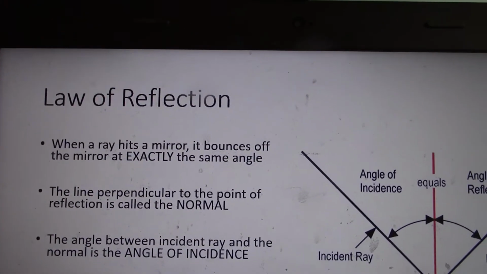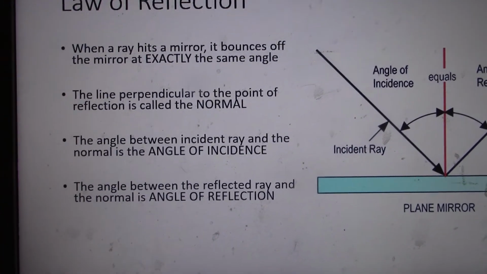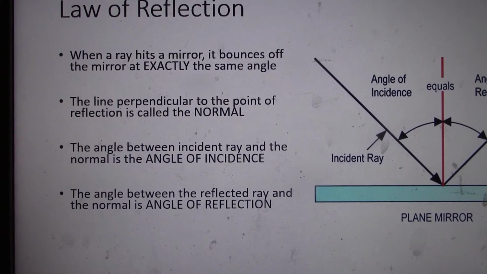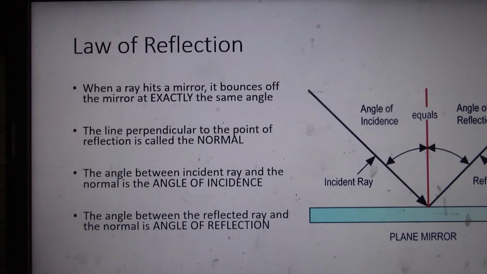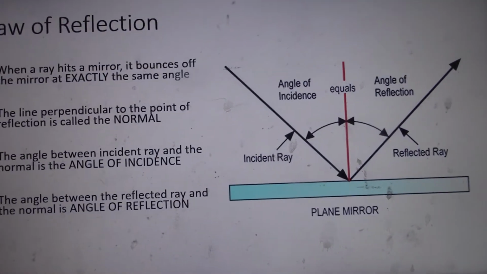So when a ray hits a mirror, it bounces off the mirror at exactly the same angle. The line perpendicular to the point of reflection is called the normal. Okay, so the angle between the incident ray and the normal is the angle of incidence, and the angle between the reflected ray and the normal is the angle of reflection, and those should be equal.